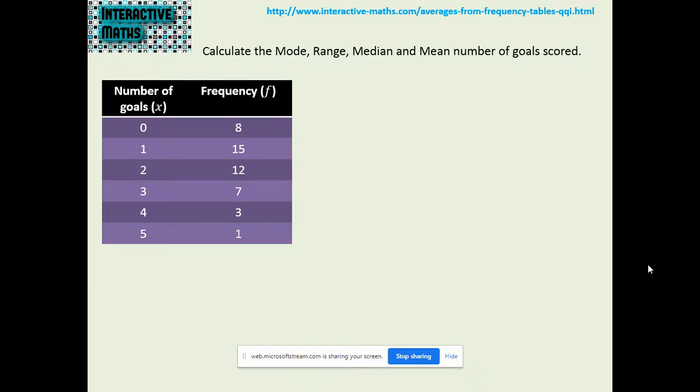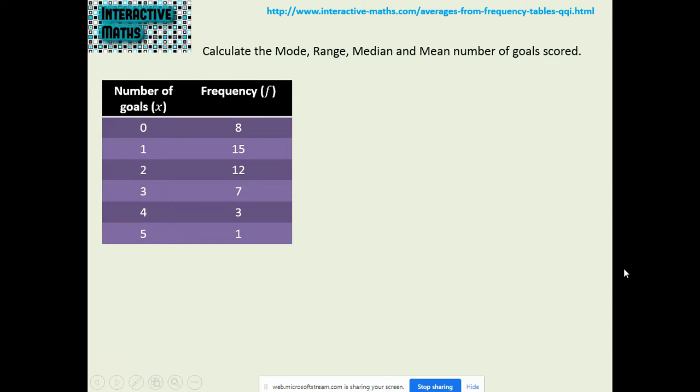Guys, the topic for this video is calculating averages from grouped data. The mode, range, median, mean. How can we work that out from a set of data like in a table? Let's look at this example here. This is the number of goals scored, with the frequency also given.